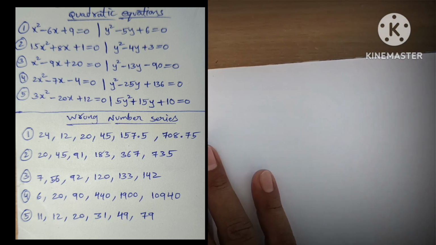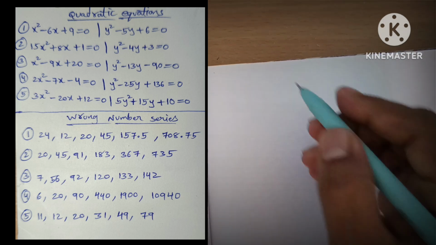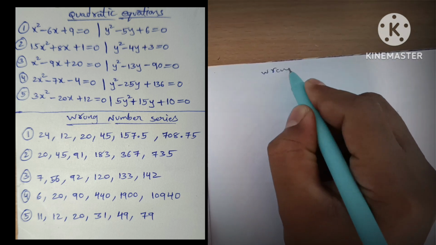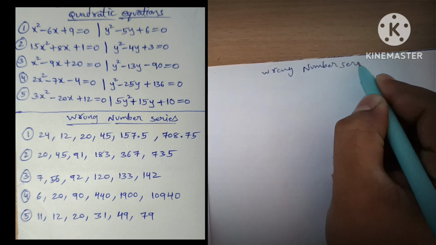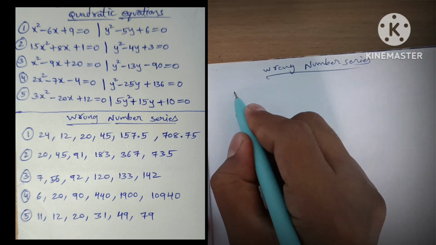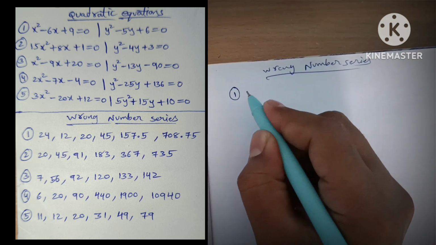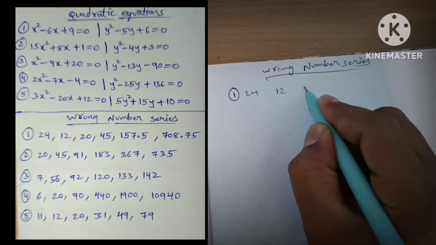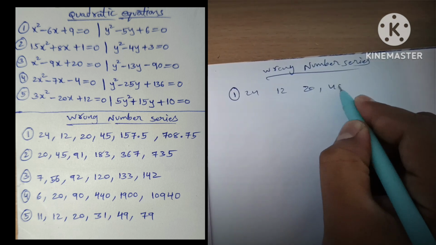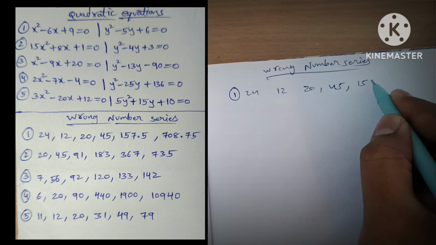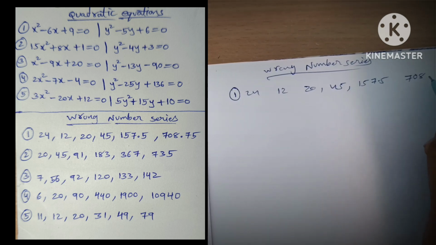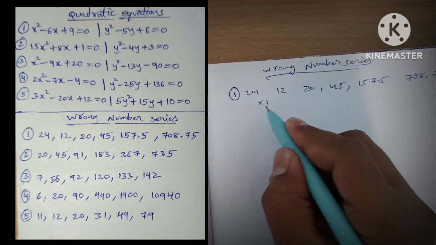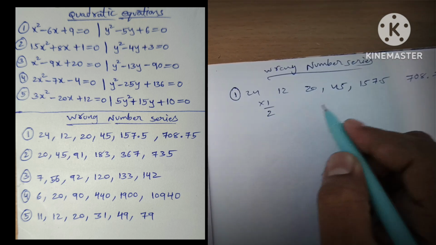Now we are going for wrong number series. Wrong number series. First one: 24, 12, 20, 45, 157.5, 708.75. Here this is half times.